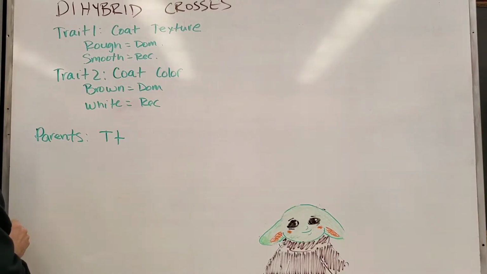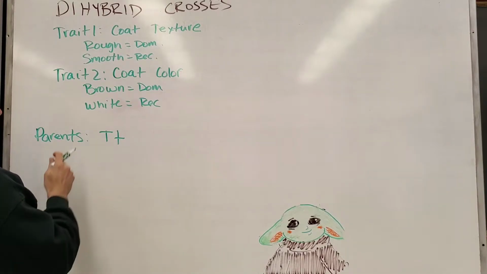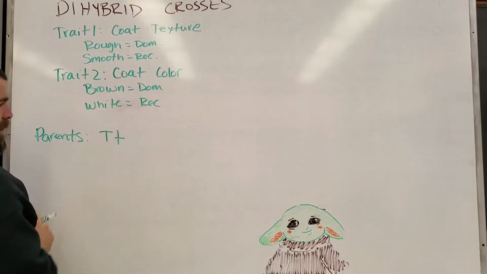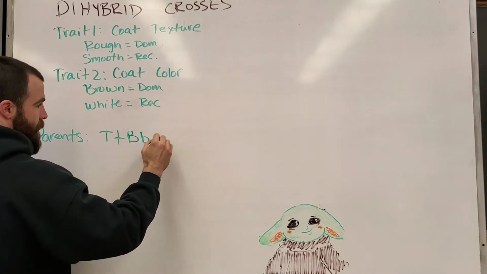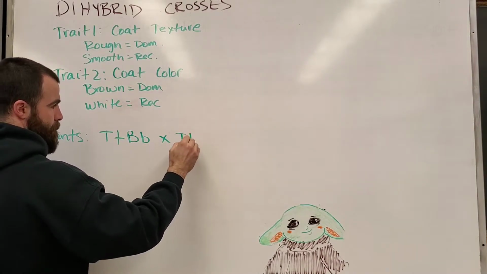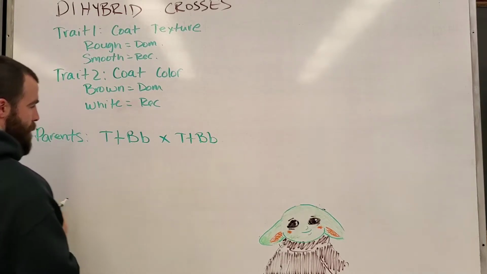And for coat color, they're going to be heterozygous as well. And let's use B, because C's look the same when they're uppercase and lowercase. So we'll use B's. Big B, little b. And I said both parents are the same. So those are going to be our parents.